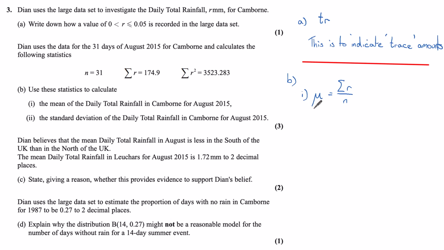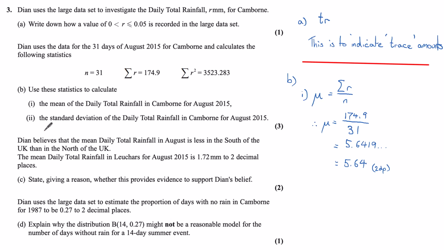Hopefully, we're aware that our mean is add them all up and divide by how many there are. So in this case, we've got the sum of the rainfall for the 31 days divided by the 31 days. So that gives us 174.9 over 31, which is 5.6419 and so on, or 5.64 to 2 decimal places.